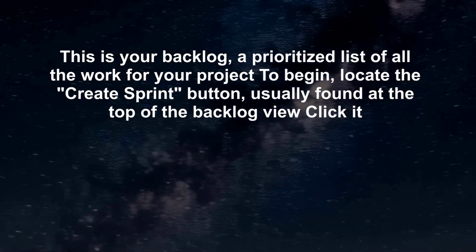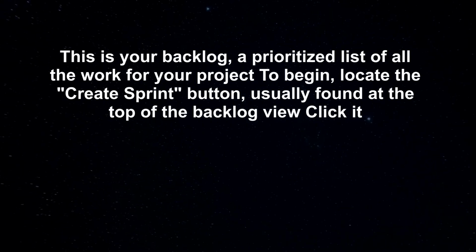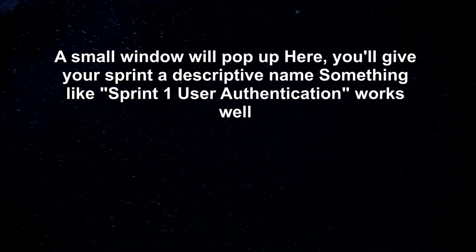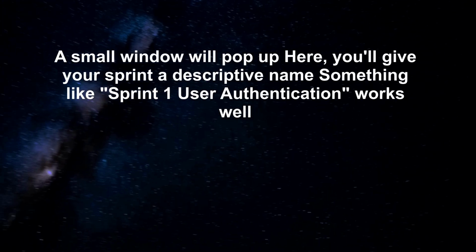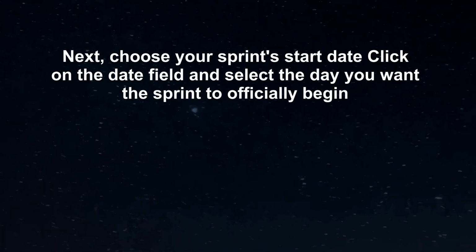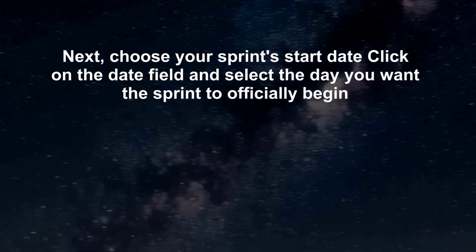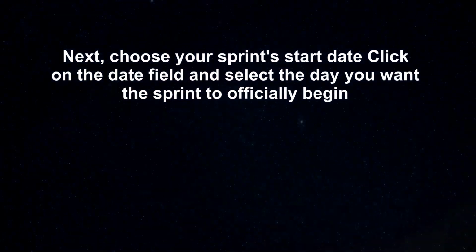Locate the Create Sprint button, usually found at the top of the backlog view. Click it. A small window will pop up here. You'll give your sprint a descriptive name, something like Sprint 1 User Authentication works well. Next, choose your sprint's start date. Click on the date field and select the day you want the sprint to officially begin.